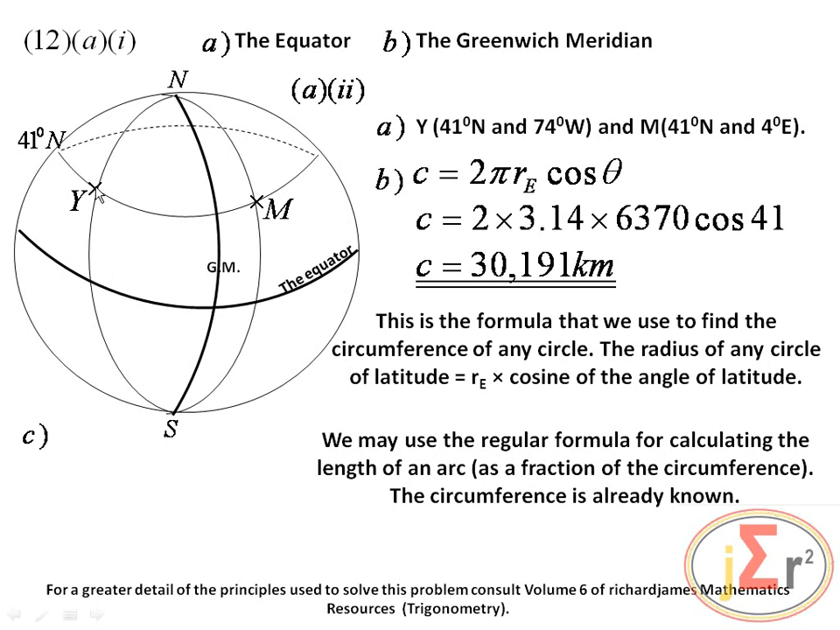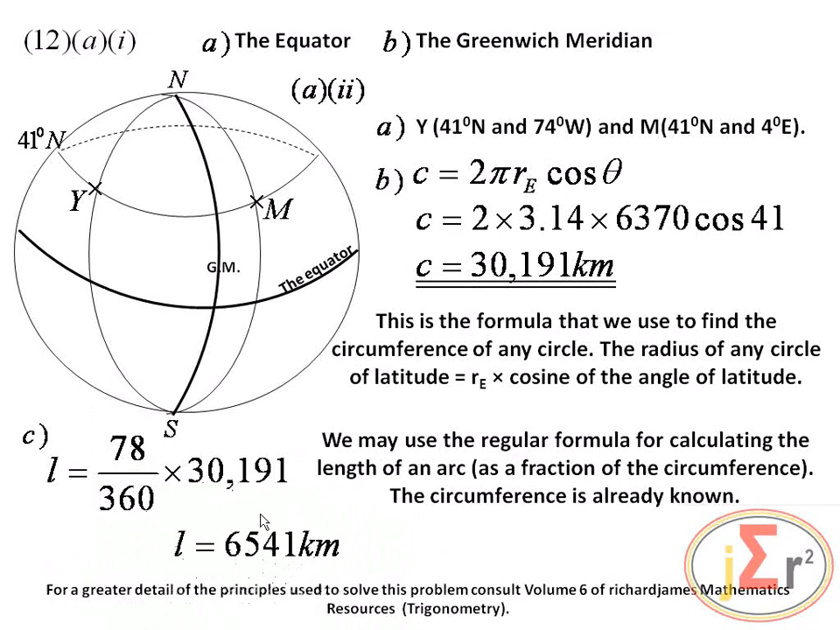This y is 74 degrees in this direction, and this m is 4 degrees in the other direction. So in all, if we go all the way across here, we will have a 74 and a 4. So that will be 78 degrees. And of course, we know that the arc is a fraction of the circumference of the circle, and the fraction is determined by the angle associated with the arc divided by the angle of an entire revolution, which is 360 degrees, and that we multiply by the circumference of the circle. And the circumference of the circle, we have it right here already. So we are going to just say what? 78 over 360 multiplied by that, and the result is 6,541 kilometers.